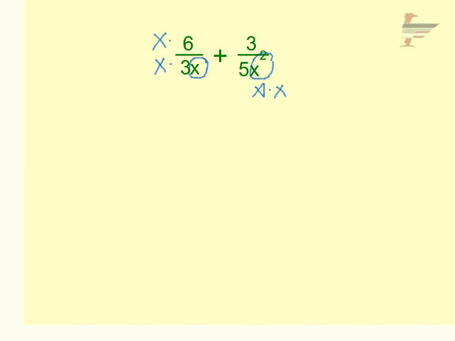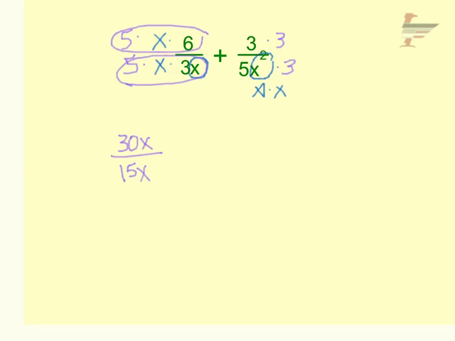And then you look at your numbers. I've got a 3 over here, which I don't have over here, so I have to multiply this by a 3. And then we're missing a 5 on the other side. So when you build up your fractions to get a common denominator, it is always multiplication that you're doing. So our first fraction, if we multiply 5 times x times 6, we have a 30x over, and then our denominator, 5 times x times 3x, is a 15x squared.